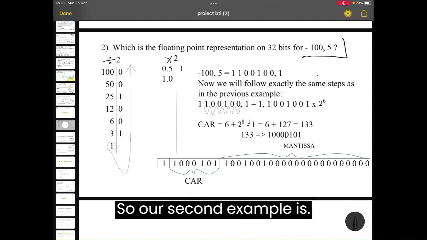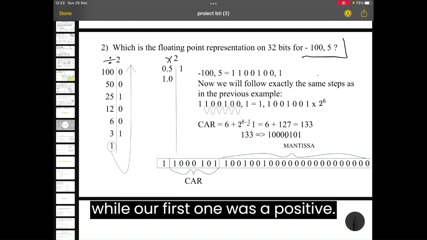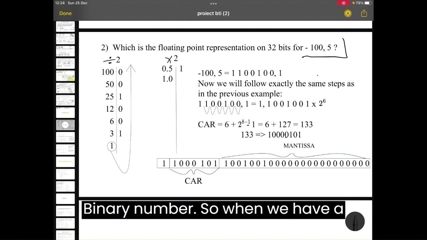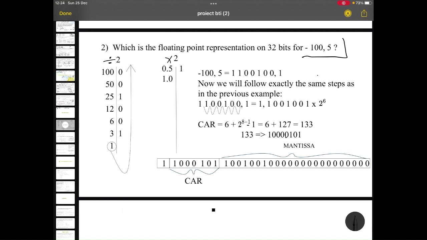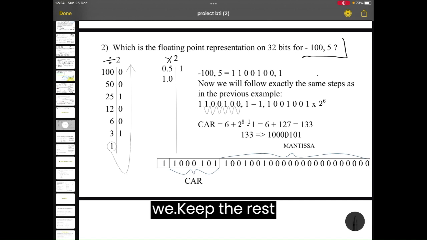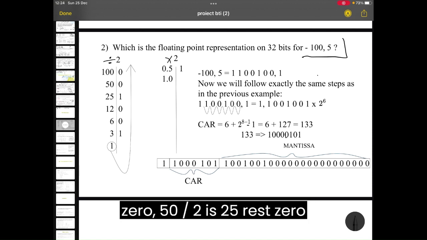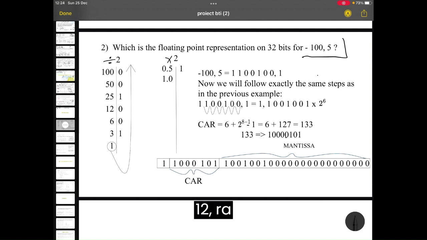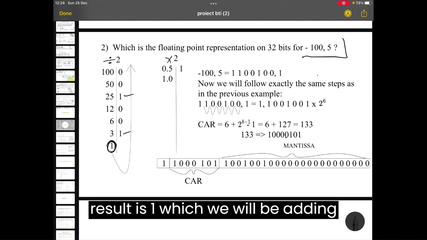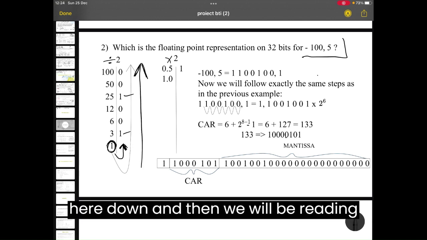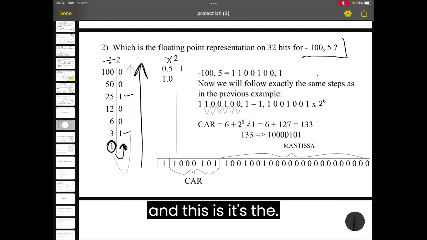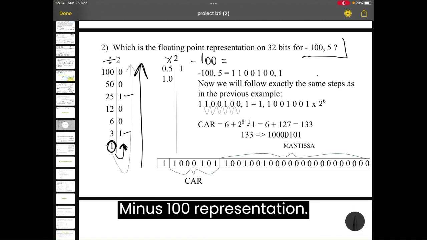So our second example is with a negative decimal number, while our first one was a positive binary number. When we have a decimal, we take the integer, which in our case is 100, and divide it repeatedly by 2, and we keep the remainders separately. So 100 divided by 2 is 50, remainder 0, 50 divided by 2 is 25, remainder 0, 25 divided by 2 is 12, remainder 1, and so on until our result is 1, which we add down here, and then we read the number from bottom to top, and this is the minus 100 representation.